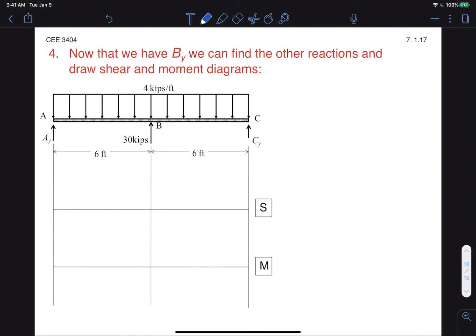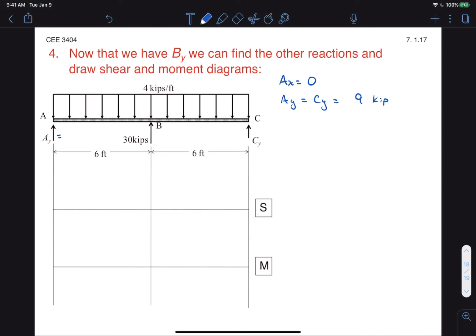And now that we have By, we can use basic equilibrium equations to get our remaining reactions. So it should be obvious that Ax is equal to 0. And then from symmetry, we also get that Ay and Cy are equal, and those are equal to 9 kips. Yeah, you can use both moments and sum of forces in the y to get those. All right, so given that, we can then solve for the shear and moment diagrams in the same way that we've always done. So let's plug in those reactions here.